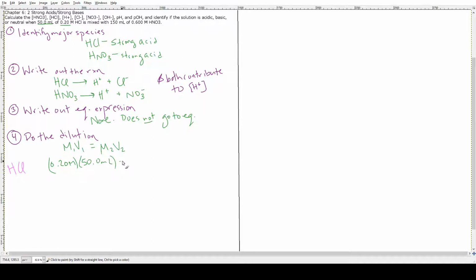We are trying to figure out what its concentration is at the end. If this was weak, we'd be trying to figure out the concentrations at equilibrium. But here, there is no equilibrium. We're just trying to figure out the concentrations at the end after they've been diluted. So M2, now our final concentration. I want you to think to yourself, is it 150 or is it 200?